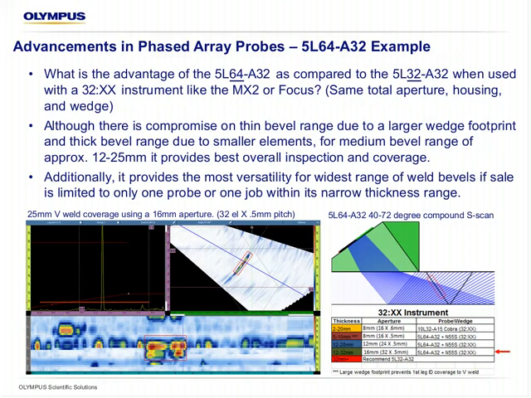The advantage of smaller pitch, larger element probes is that they have a larger wedge footprint, not so optimized for thin components. They don't have the large aperture for large vessels, but within the range of approximately 10 or 12, 25 or 30 millimeter, they provide the best overall inspection for the widest range of welds. Additionally, it provides the most versatility if the customer is limited to only one probe or job and a narrow thickness range.